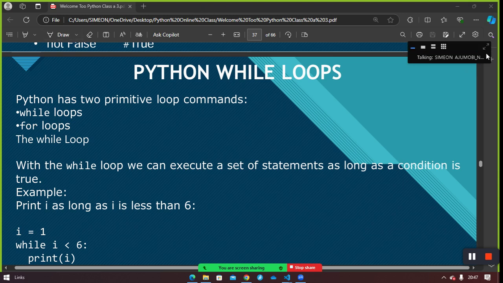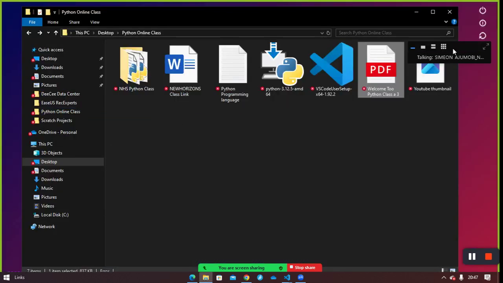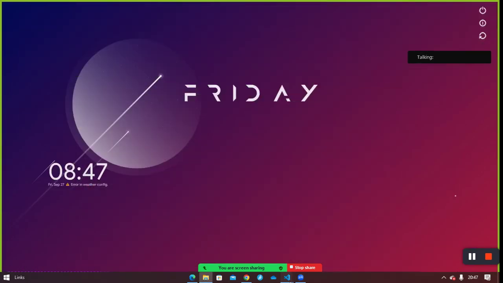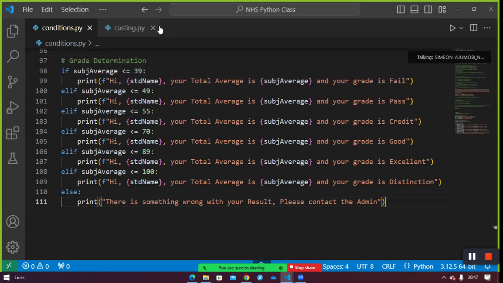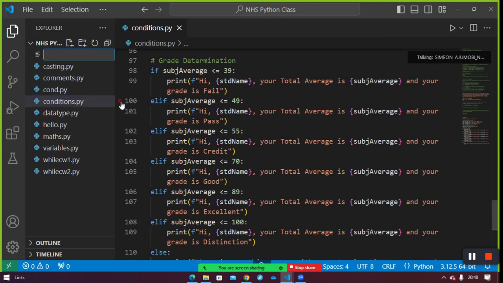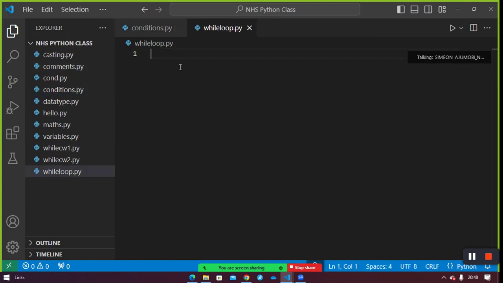Now let's quickly do a very simple practice. I'm going to call this while.py or while loop.py. Now, let's watch something I want to do. Okay, I'm going to do something like this.